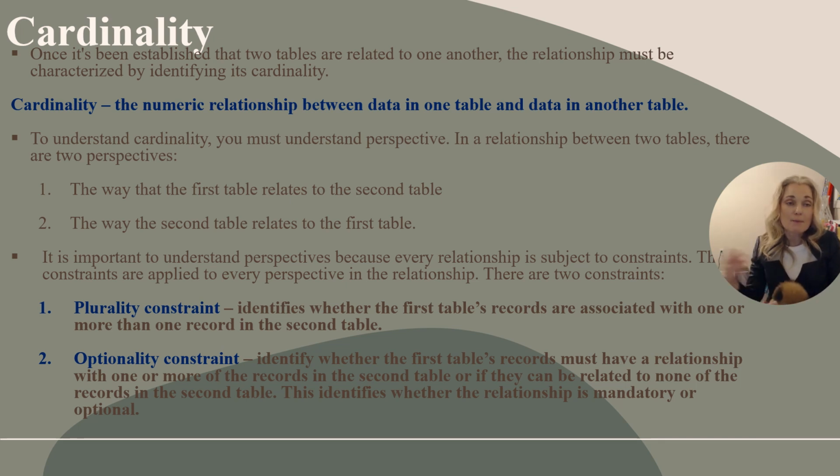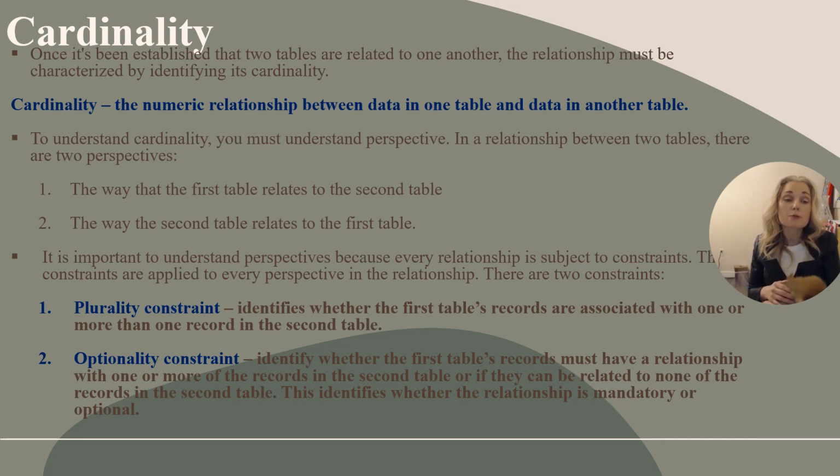So think about any type of relationship. For example, a mother-son relationship. To me, my child is my son, and to my son, I'm his mother. So it's the same relationship, but based on perspectives, you identify who you're looking at. It is important to understand perspectives because every relationship is subject to constraints. The constraints are applied to every perspective in the relationship, and there are two constraints.